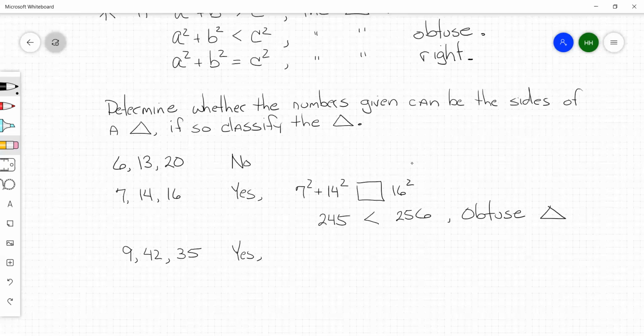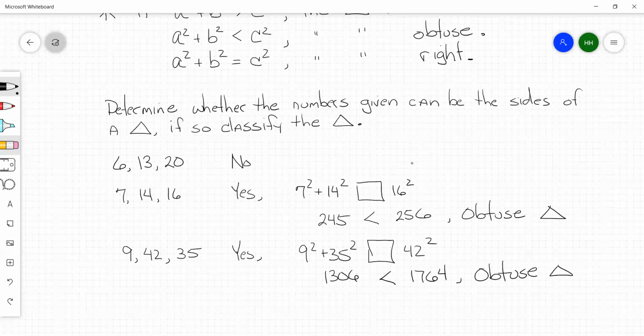And when you set this up, you got to do 9 squared plus 35 squared and compare it to 42 squared. So shortcut on the calculator, 9 x squared plus 35 x squared equals, that's 1306 on the left. 42 x squared, that's 1764 on the right. And that's a less than again, and that's obtuse again. Good, good.